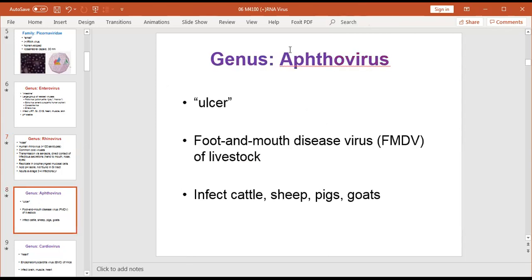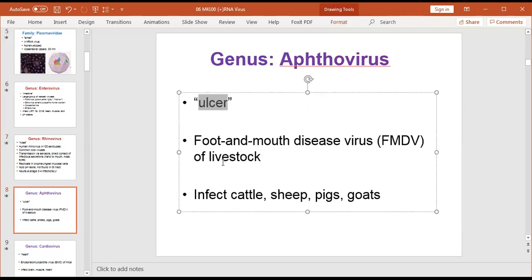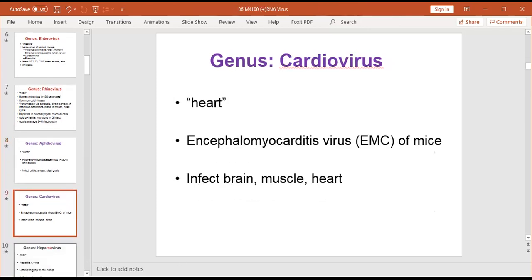Another genus is called Aphthovirus, aphtho meaning ulcer. It causes a disease in livestock called foot and mouth disease. A very prime example of aphthovirus is foot and mouth disease virus, or FMDV, that can infect cattle, sheep, pigs, and goats.